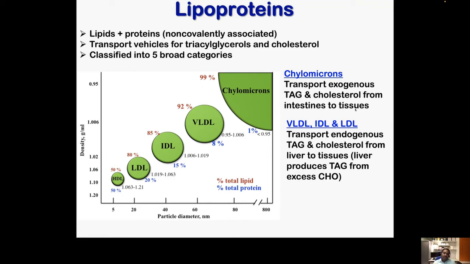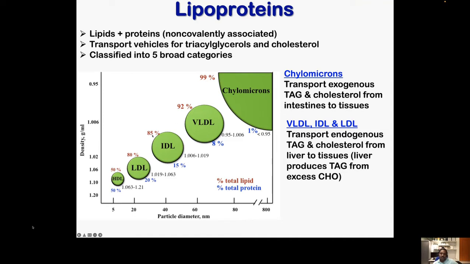So what are the next ones? The next, we've got very low density lipoproteins. Okay, the density is coming down now compared to your chylomicrons, because they are highly dense and bigger molecules. So the next ones are very low density lipoproteins. They contain around 92% lipids and 8% proteins. The next one is intermediate density lipoproteins. They contain around 85% lipids and 15% proteins. And then the next one is low density lipoproteins. They contain around 80% lipids and around 20% proteins.